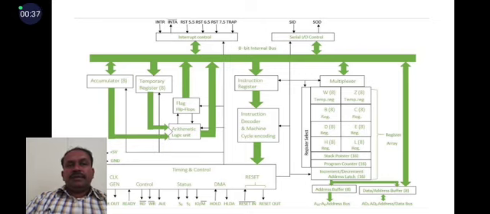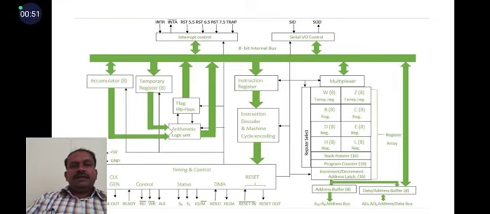Then we have an interrupt controller. We have different types of interrupts: INTR, INTA, interrupt request, and interrupt acknowledgement. The interrupt acknowledgement is a low signal, then RST 5.5, 6.5, 7.5 and TRAP. Then we have a register select.